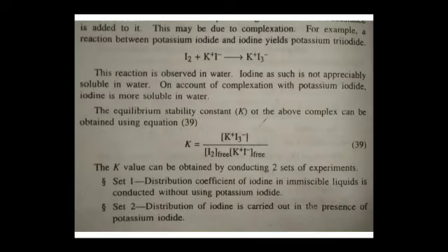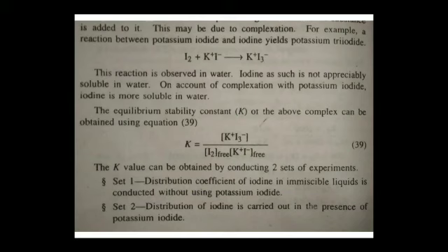For example, a reaction between potassium iodide and iodine gives potassium triiodide. Iodine is insoluble in nature, so iodine is not soluble in water. By the addition of potassium iodide, it forms a water soluble complex. It can be easily soluble. So the equilibrium stability constant of the above complex can be determined by using the following equation: K is equal to [K plus I3 minus] by [iodine free] into [K plus iodine free].